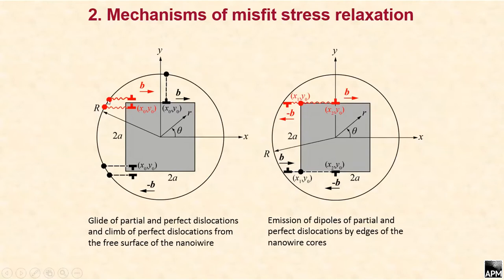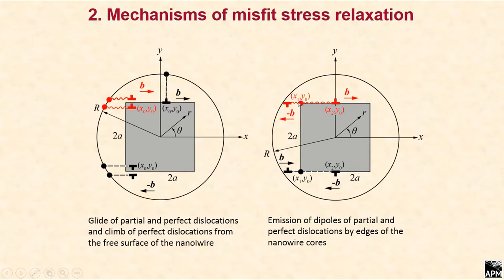All these scenarios are shown here schematically. Here we see some ways of relaxation. This is a glide of partial dislocations. In this case, they create these tails, which denote the stacking faults. And here are perfect dislocations, perfect edge dislocations. And these dashed lines just demonstrate the path of the dislocations. In reality, here we have the ideal crystalline lattice with no special defects inside. And this is a dislocation generated by climb from the free surface. This is one way, generation from the free surface, and another way is the generation by the edge of this curve.